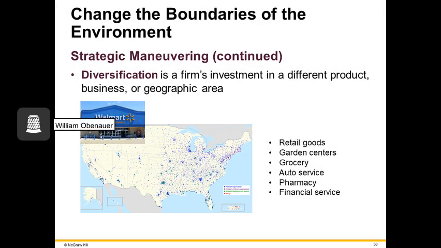Building on our discussion of diversification, we can take a look at Walmart. Now, Walmart has obviously diversified by opening up locations across the United States, as we can see by looking at this map here. Okay. But Walmart has also diversified by expanding its product lines. Walmart started as a retail goods store, expanded into garden centers, grocery, auto service, pharmacy, and even financial services.